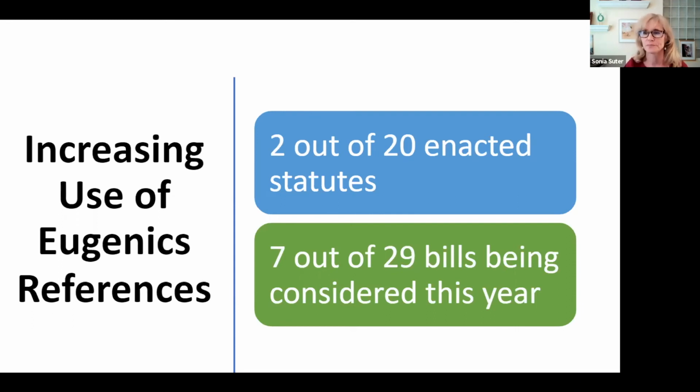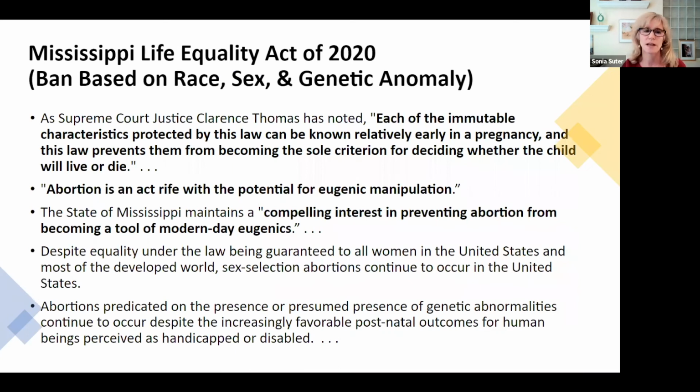Next slide, please. And I just want to give you a feel for what this language looks like. Mississippi enacted a ban which quotes much of the Thomas opinion by saying that the law banning these abortions prevents these immutable characteristics from being the sole criterion for abortion. It describes abortion as having the potential for eugenic manipulation and the risk of its becoming a tool for modern day eugenics. And then it describes the statute as promoting equality and helping the disabled community. Next slide, please.